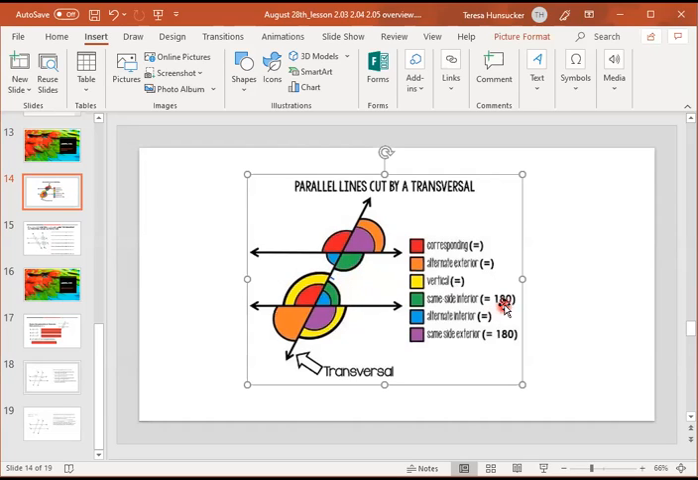So check out same side interior in green. They say they add to 180. Check out the alternate interior. They're in blue, they're right here. So what does alternate mean? How would you tell a classmate? How would you describe alternate interior angles? They're equal, but how would you describe their location?